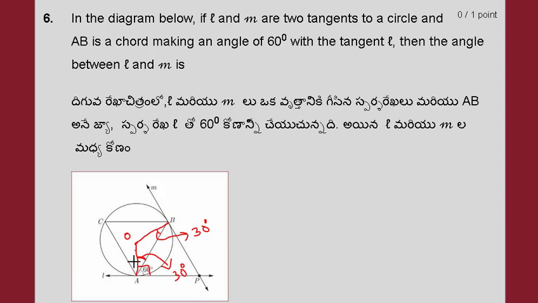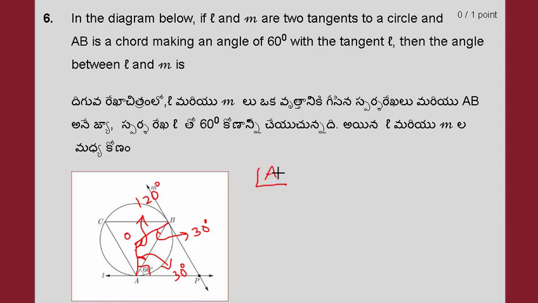Now, in triangle AOB, this angle is equal to 120 degrees because the sum of three angles is 180 degrees. So 180 minus 30 minus 30, that means 180 minus 60, which is equal to 120 degrees. Now let us consider APBO.